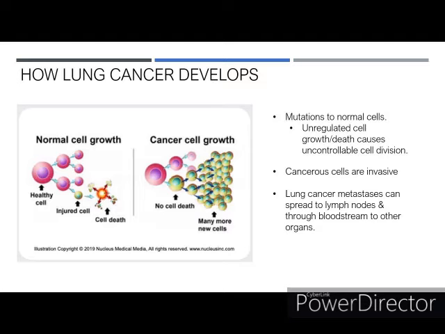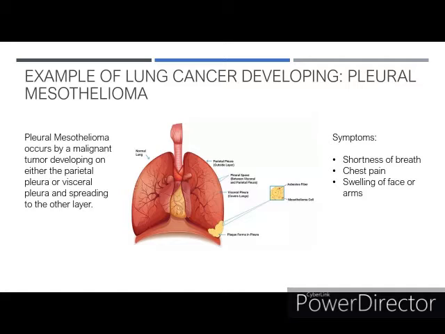Lung cancer metastases can spread to lymph nodes around the lungs, and they can also travel through the bloodstream to other organs. As a result, there are 5 stages that are referenced when describing the extent of lung cancer in the body. So one example of how lung cancer can spread throughout the lung is pleural mesothelioma. Pleural mesothelioma is a type of cancer that develops on the lining of the lungs, known as pleura.